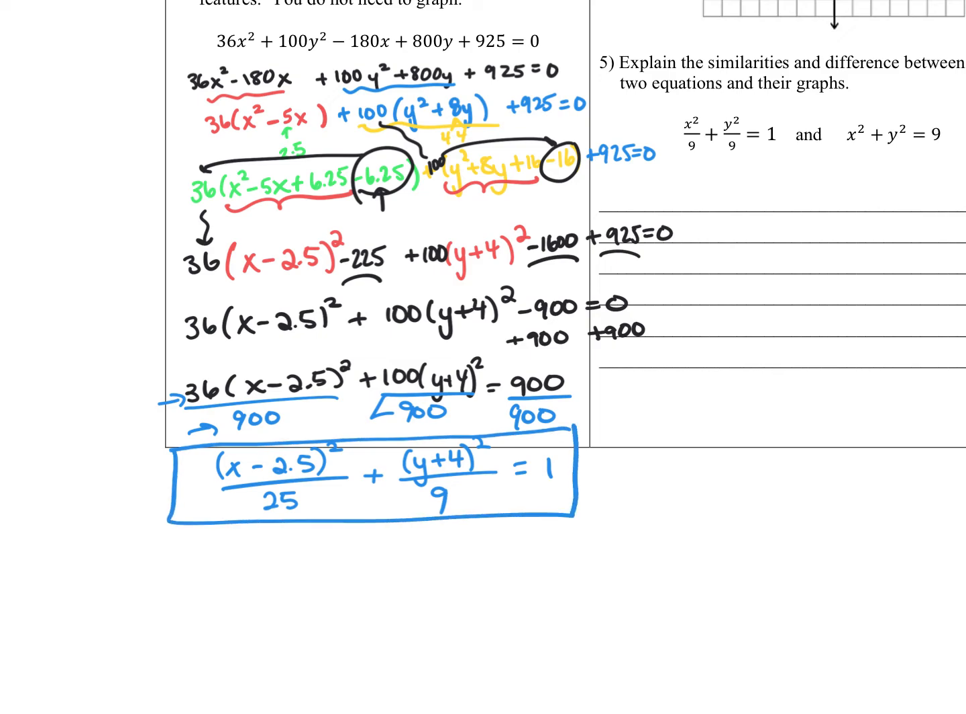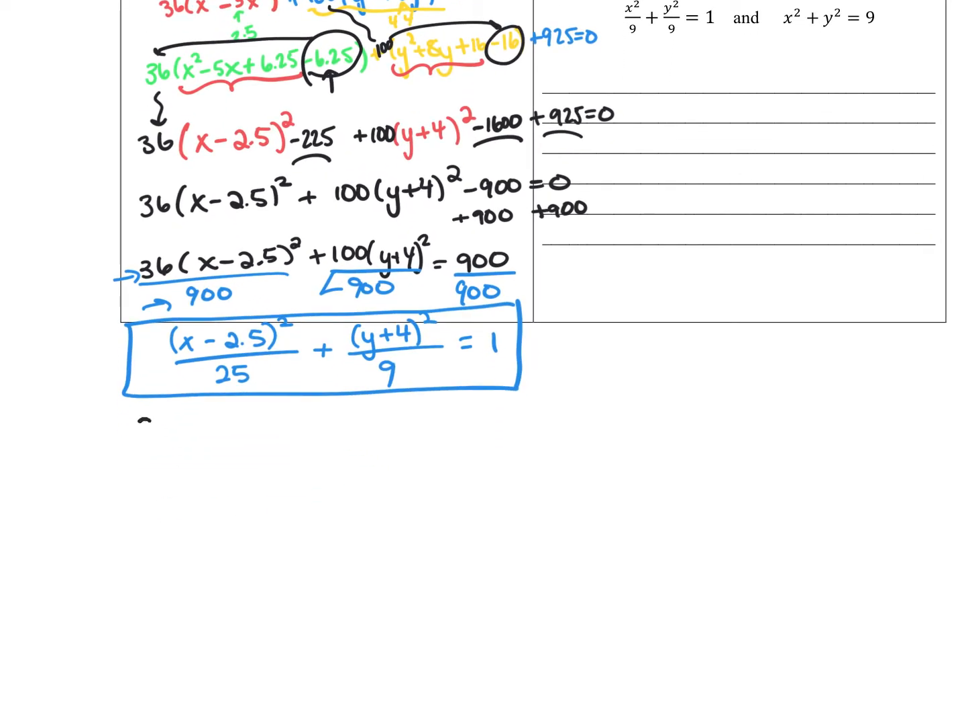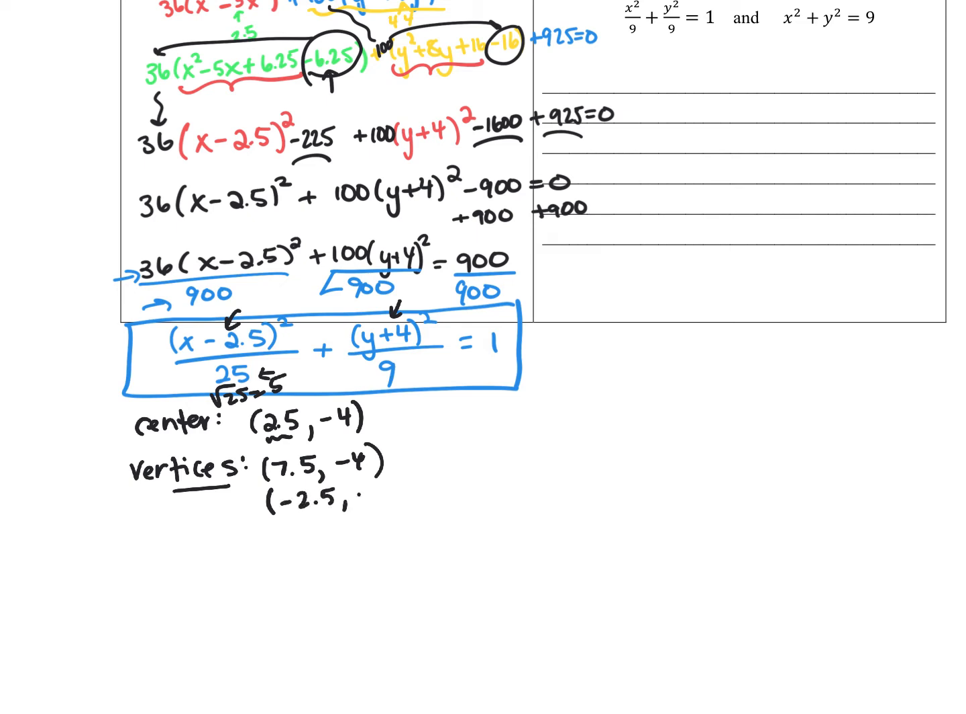Okay, so if we want to identify those key points, since we don't need to graph, sometimes a sketch is helpful. But let's start with the center. We're going to be moving to the right 2.5 and down 4, so (2.5, negative 4). And then our vertices, those are on the longer, the major axis, so they're going to correspond with that 25, which happens to be under x. So we're going to go left and right the square root of 25, which is 5. So if we're at 2.5 already, if we go right 5, that will be 7.5. And if we go left 5, that's going to be at negative 2.5, negative 4.